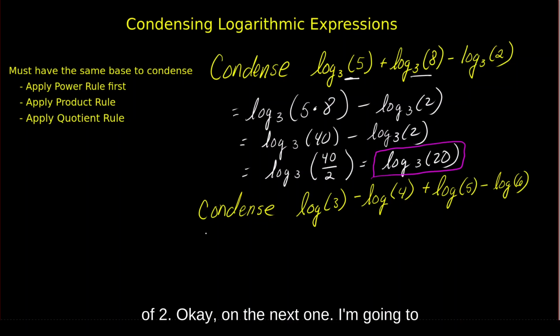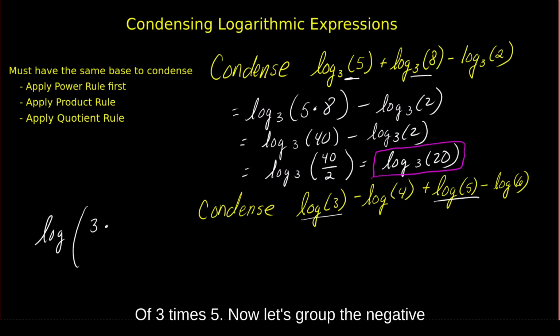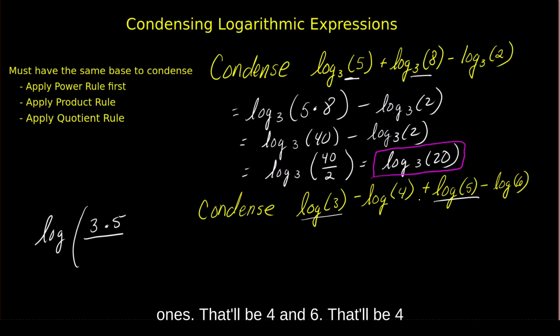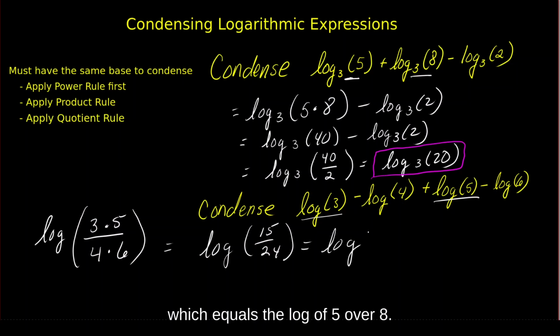Okay, on the next one, these are my positive ones, so I'm going to group those together. Of 3 times 5. Now let's group the negative ones. That'll be 4 and 6. So that'll be 4 times 6. So this would be the log of 15 over 24, which equals the log of 5 over 8.